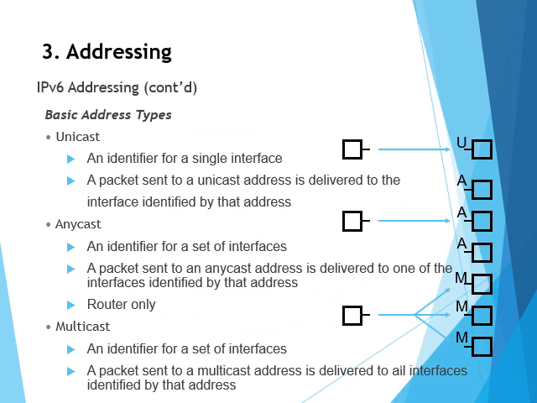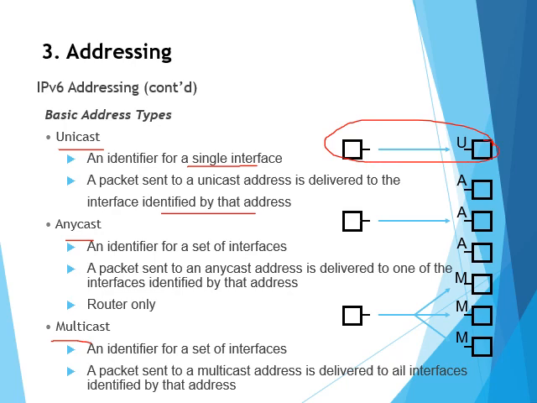These are the basic address types. So we have unicast, anycast, multicast. So what is the difference? Unicast is an identifier for a single interface. A packet sent to a unicast address is delivered to the interface identified by the address. It is one-to-one.